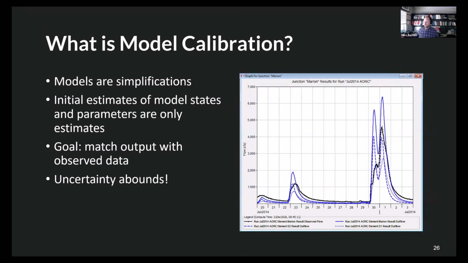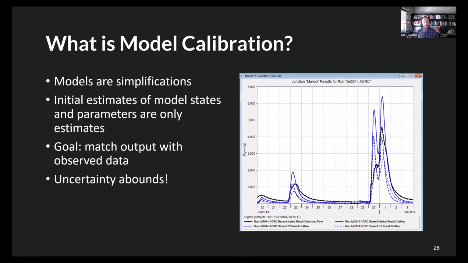All right, a model is going to produce outputs, right? The hydrographs that I talked about earlier. An example of that is the blue, solid blue lines. Those are model-derived estimates of flow over time. The black is observed flow over time. This was measured at a USGS gauging station.